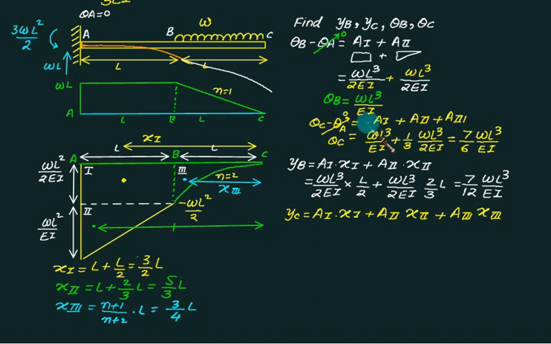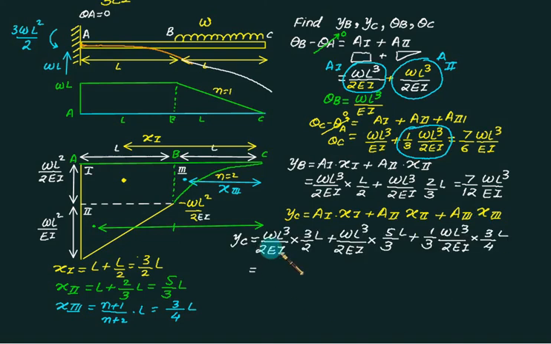Then this is the area A1, this is the area A2, and this is the area A3. So you have to substitute all these values and solve it. This one is A1, this one is x1, this one is A2, this one is x2, A3 and x3. The result is WL to the power 4 divided by EI, 41 by 24.